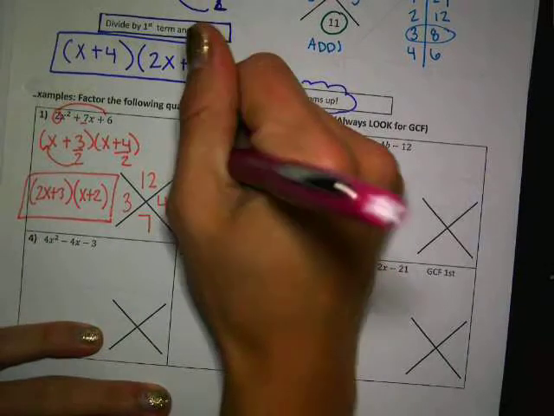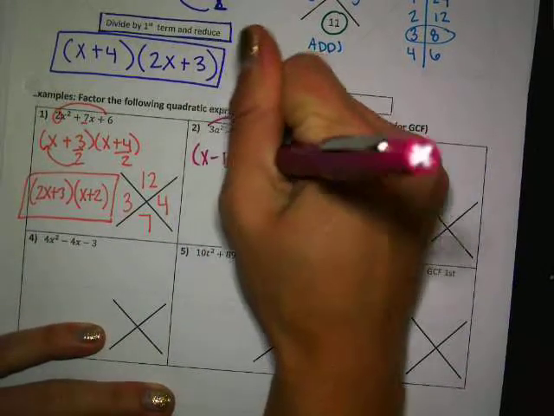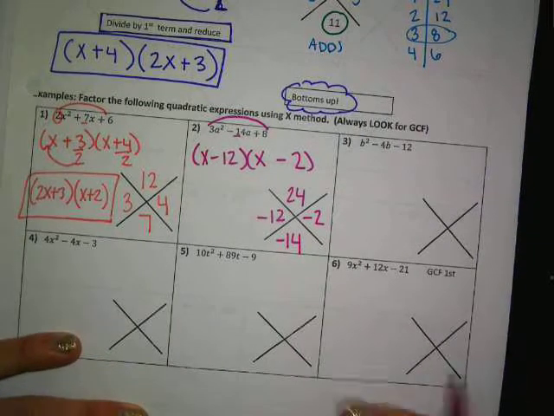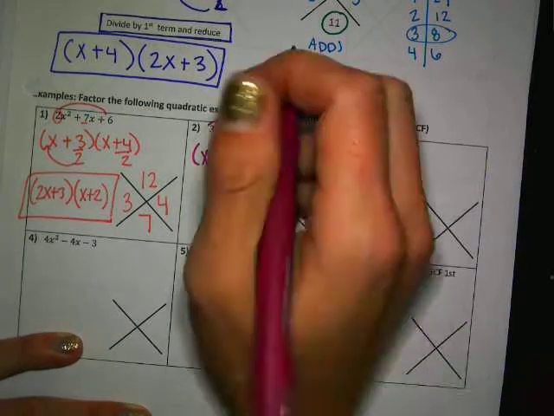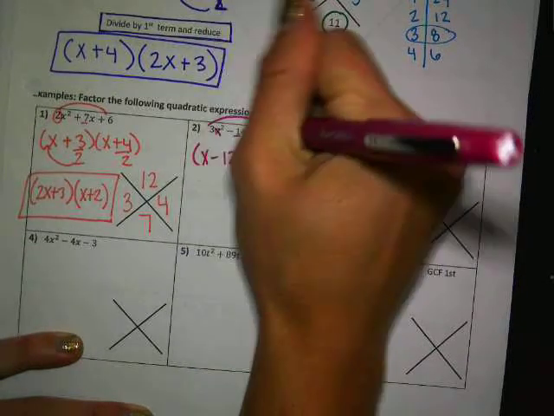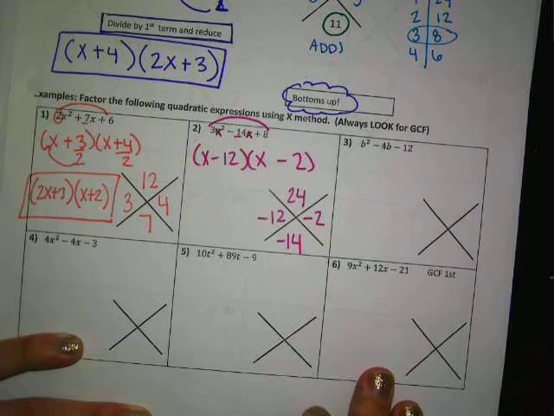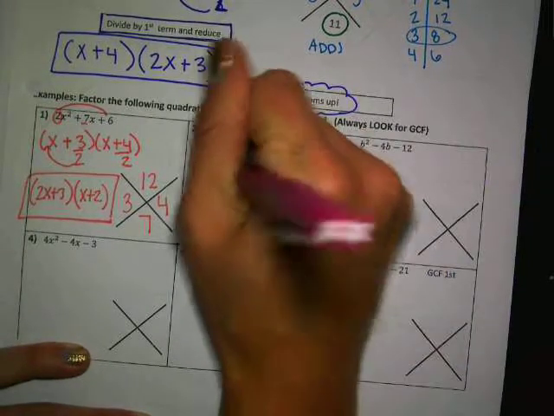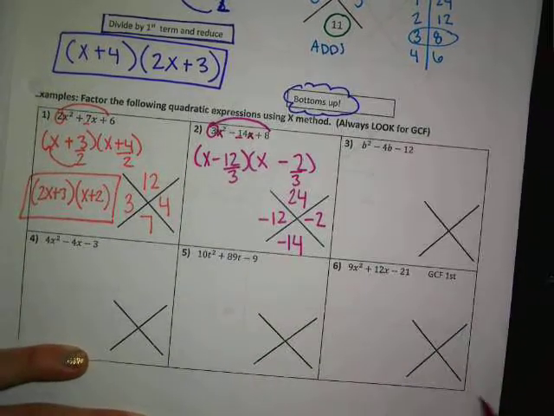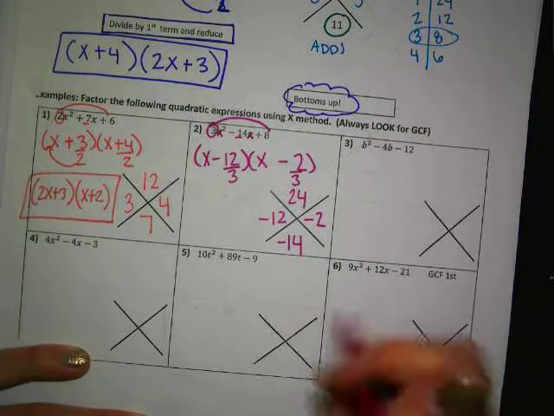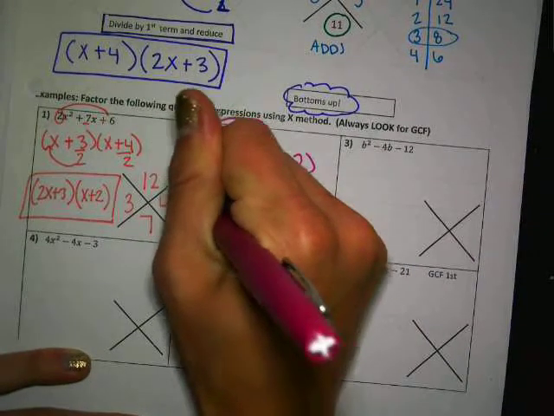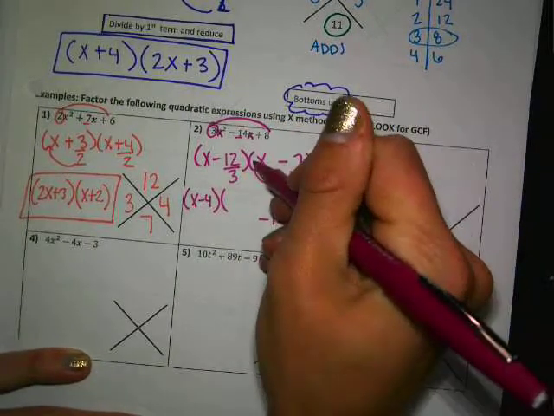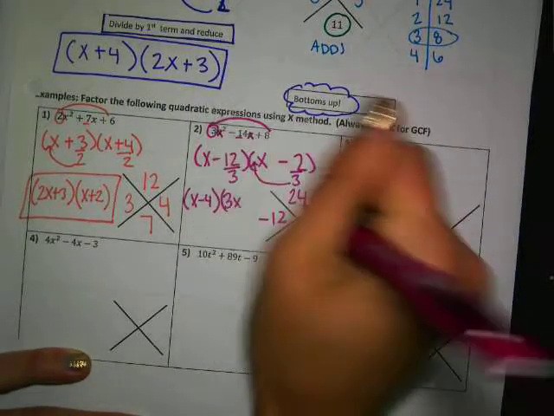All right, x minus 12, x minus 2. And then what do you divide by? Oh, sorry, it's supposed to be an a. I'm just going to change these to x's. Okay, yes, divide by 3. 12 divided by 3 reduces to 4. And then on the other one, 2 divided by 3, does it reduce? Nope, so bottoms up. 3x minus 2.